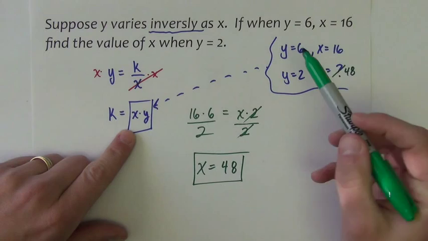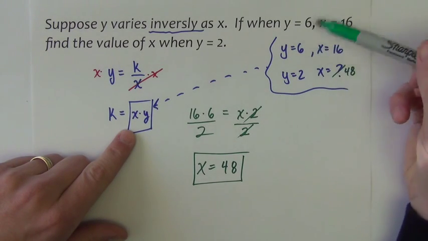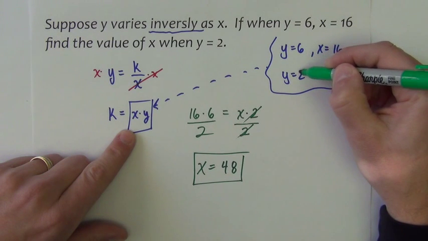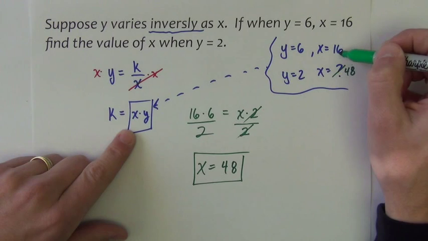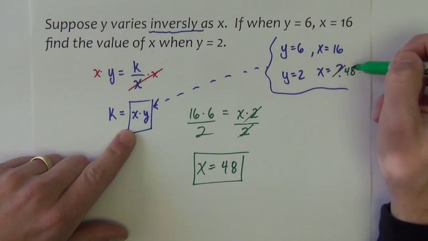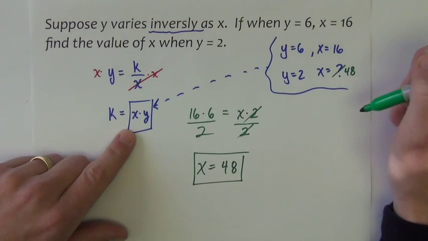And you can see kind of what has happened as the y value went down in value from 6 to 2, the x value increased. So as one variable decreased, the other variable increased. That's an inverse variation model.